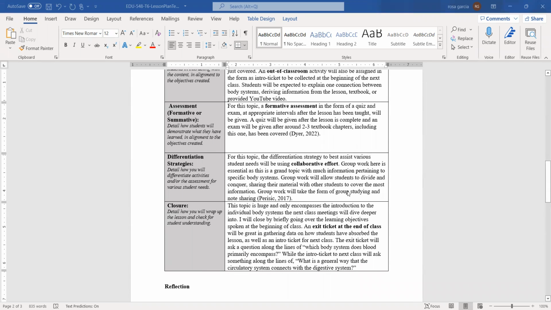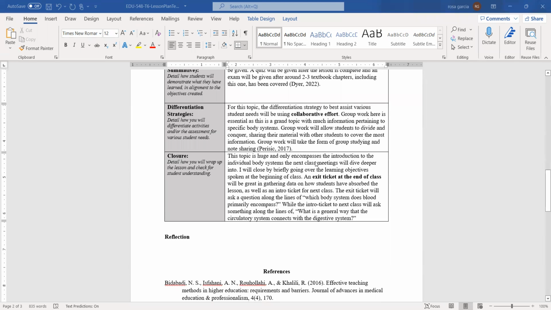So for assessments, this topic will best be assessed through formative assessments. So after this chapter is discussed, a quiz will be given so that students are able to gauge their understanding of the material, and will help them be able to study for an exam given after 2, 3 or so textbook chapters have been covered. So the exam will be much broader, focusing on more than just this class content.